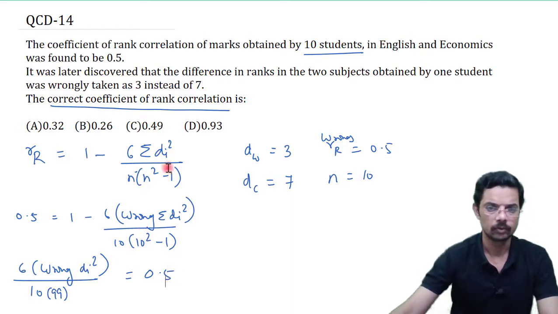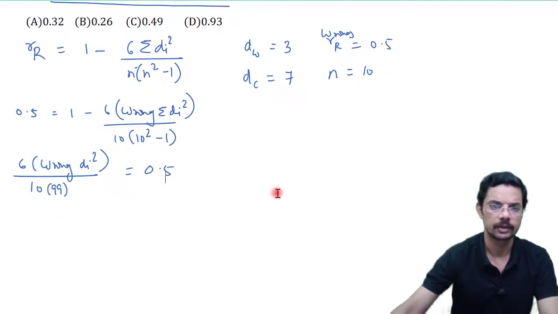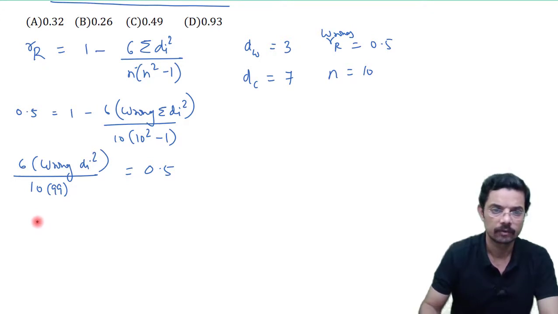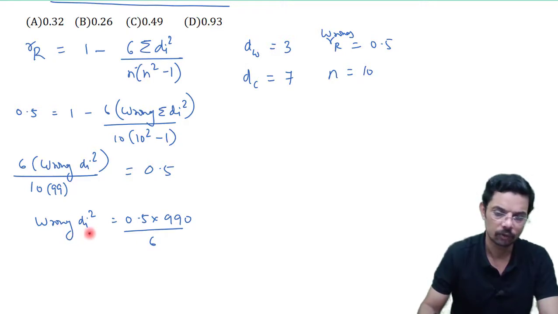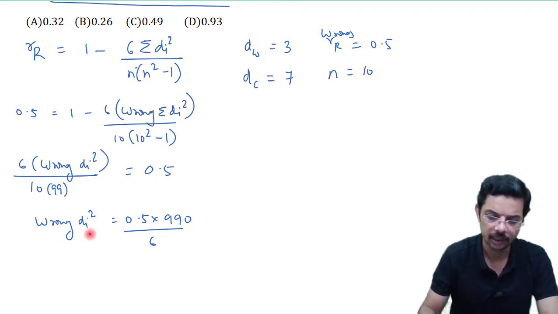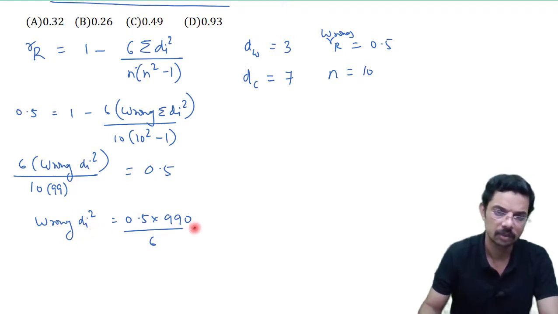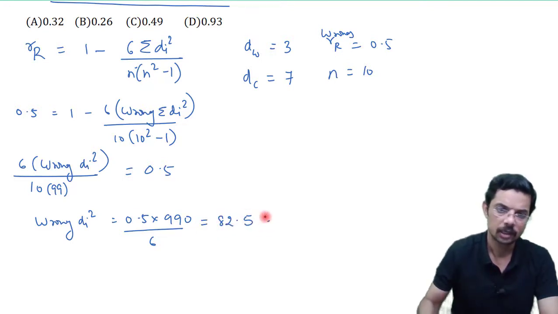Okay, now we shall move further. What is there? So here we have sum of wrong di square equal to 0.5 into 990 divided by 6. Okay, so sum of wrong squares. What are we getting? Sum of wrong di square will be equal to 82.5. Okay, now we need to correct this.